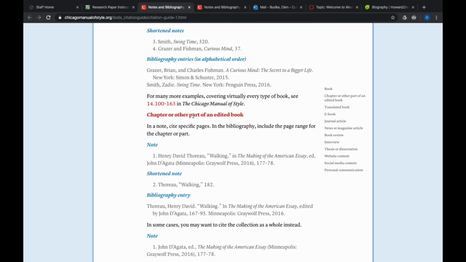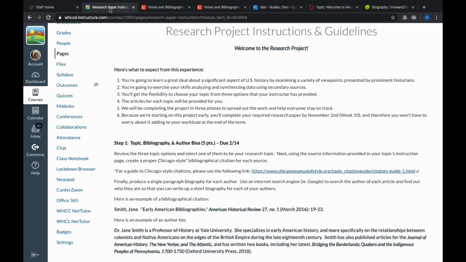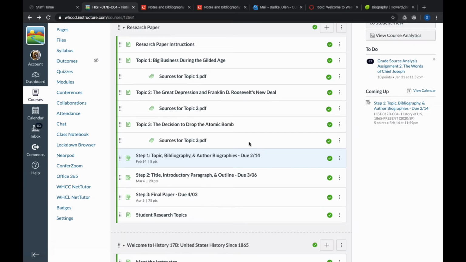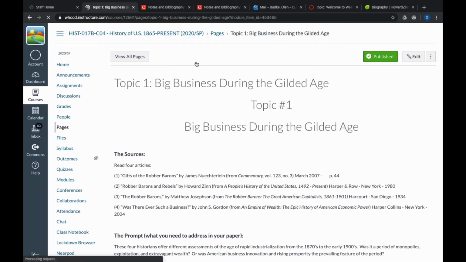Any of those 4 sections, based on what type of source you're looking at. Okay, so let's go back. You're going to find that link again in the research paper instructions. Let's go back into topic 1.